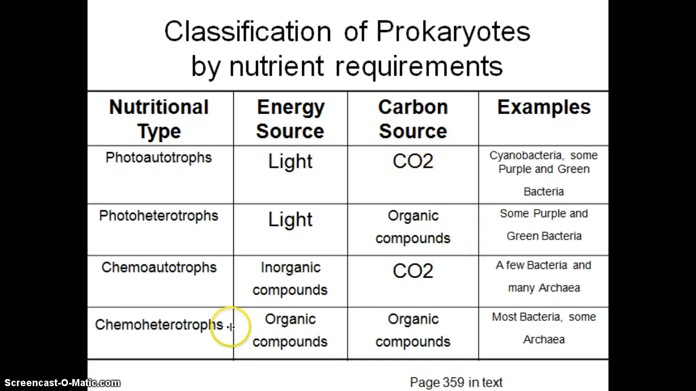Now chemoheterotrophs are just like us. We use organic compounds for our energy source, and that's our carbon source as well. So this is kind of where we fall into the food chain. On page 359 in your textbook, it talks a little bit about nutrient requirements as well.